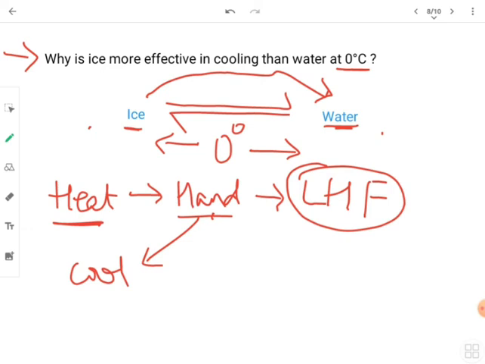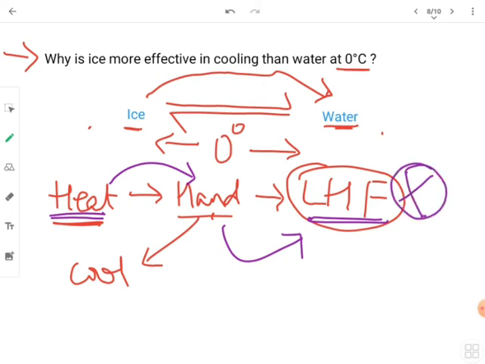Now if we talk about the key terms that you need to write in the answer, it is latent heat of fusion. You need to write specifically that ice is absorbing what? It is absorbing heat energy from the surroundings or the hand in the form of latent heat of fusion. If you forget to write this term, then you will lose marks. So you need to write this term, that is latent heat of fusion. So that is why you feel cool.